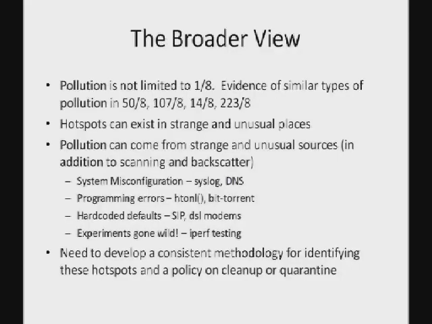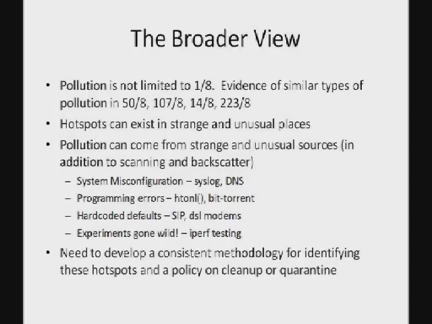So taking the broader view, we did this study on the 1/8. What did we learn, and where do we go from here? Right? So this was not the only study. We've also found evidence of similar types of pollution in the 50, the 107, the 14, and the 223/8s. All of these have been recently allocated. And what we've learned is they're all dark spaces, but each dark space is different, because hotspots exist in strange and unusual places, and they're very hard to predict where you might find one.